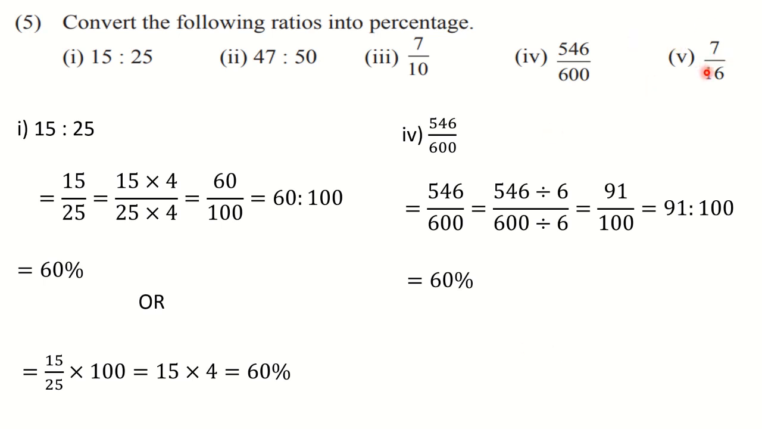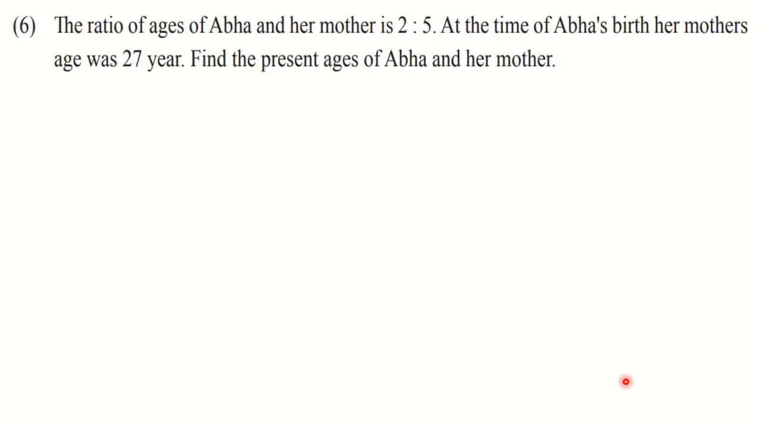Similarly, you can solve the fifth one. You have to simply multiply by 100. So you will get 700 upon 16. Divide. The answer you will get in points. Okay. So let us go further. Question number 6. Again the word problem based on ratio. So let us start with the sixth one.